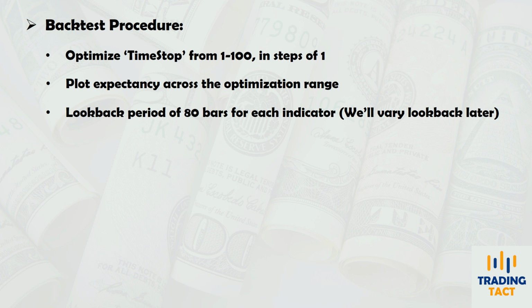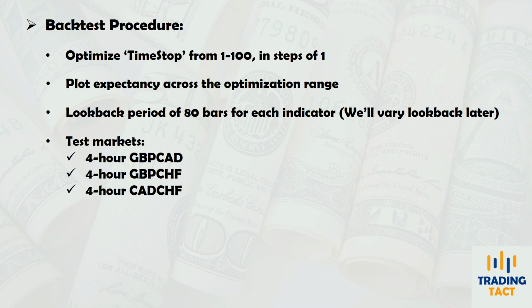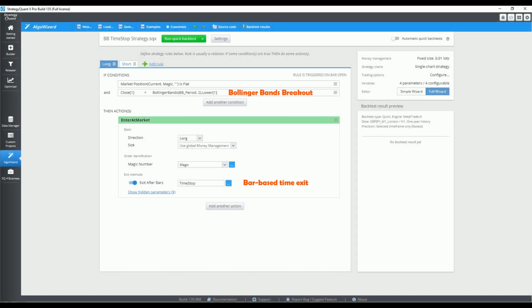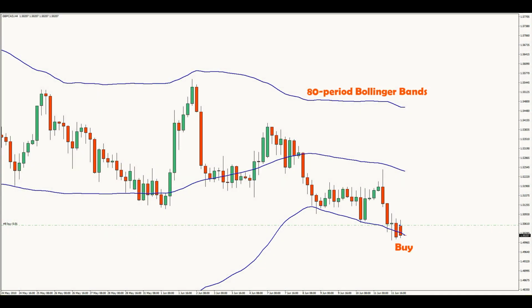Since we are comparing different entries, a similar look-back period of 80 bars will be used for each entry. Later on in the video, we will look at the effects of varying this entry look-back period. The 4-hour time frame is especially popular among retail traders and will be the focus of our tests. The Pound Canadian, Pound Franc, and Canadian Franc typically exhibit counter-trend behavior on this time frame. Entry performance will be averaged across these markets. Each strategy was subsequently programmed in AlgoWizard and verified using MT4's strategy tester.